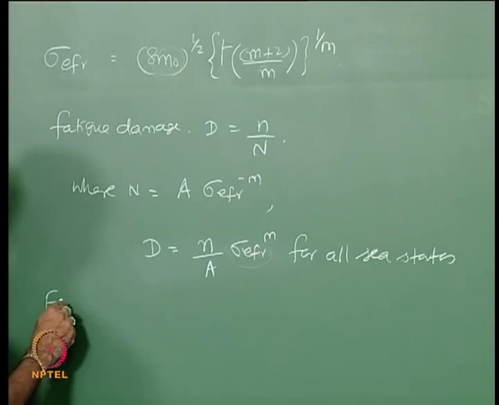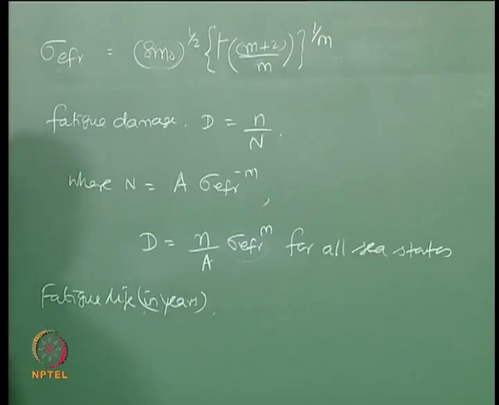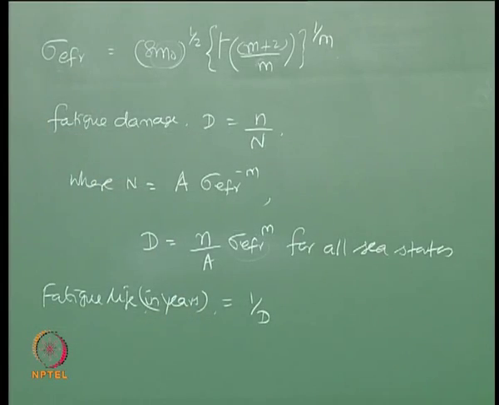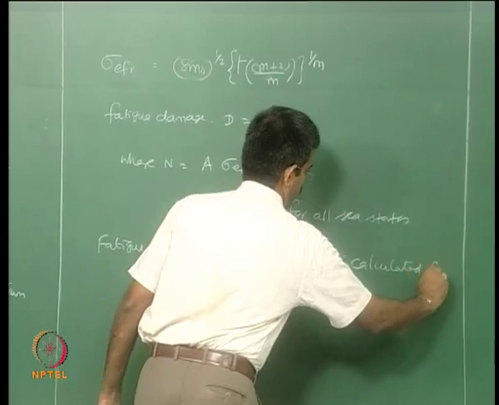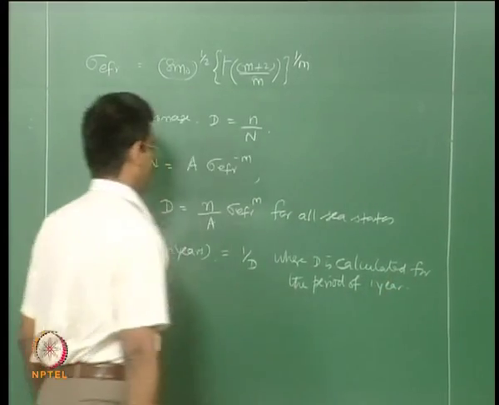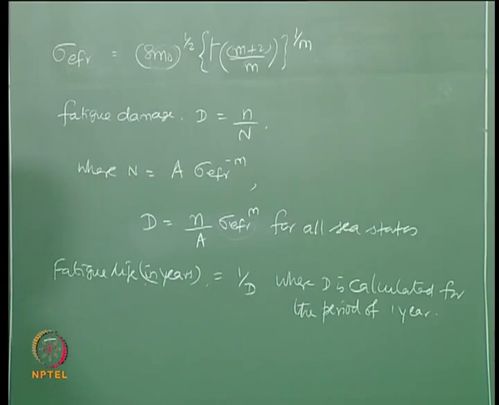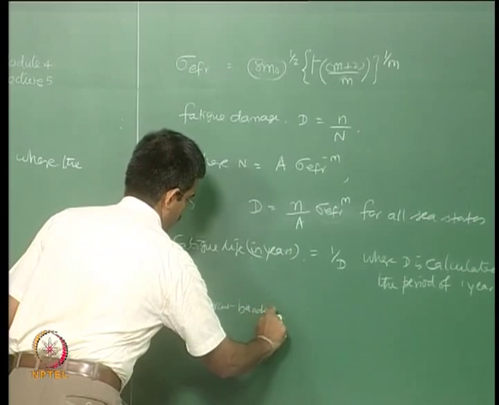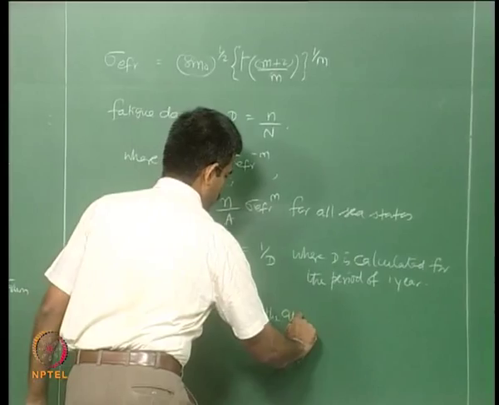Now, if you really wanted to find what we call fatigue life in years, you can easily find inverse of this, where D is calculated for the period of 1 year. Now, this exercise is true when the stress cycle spectrum remains narrowband. So, I should say for narrow banded spectrum the above procedure is okay.